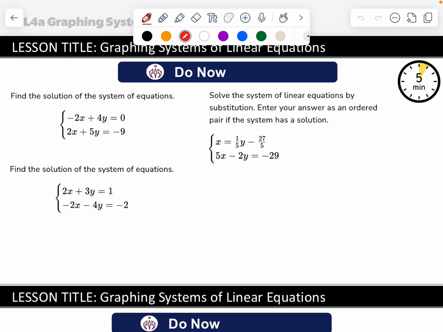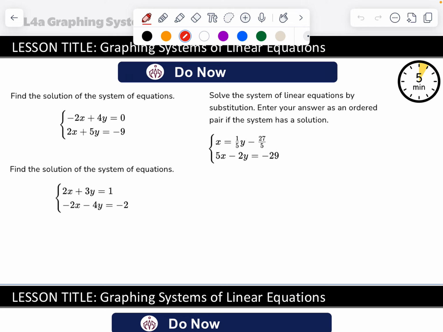Right, okay, so this is the grade 9 lesson. What we're going to do today is look at solving simultaneous equations, but we're going to have a little look at doing this graphically. For the do-now task, you can pause it, but I'm just going to go through solving these questions.